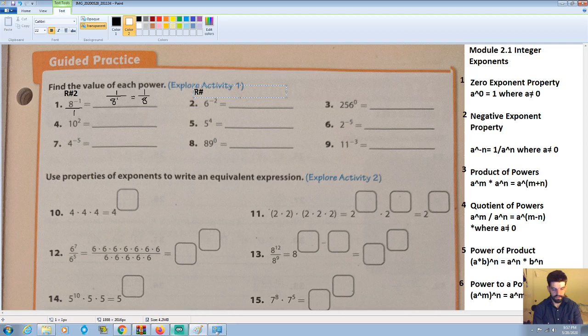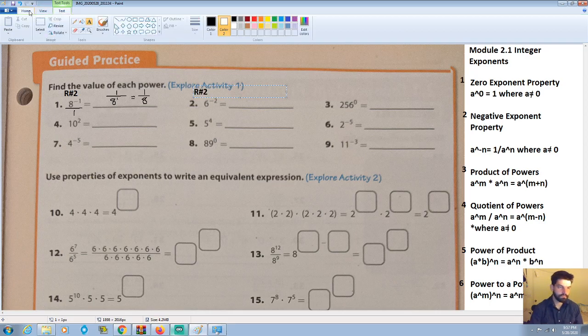Number 2 is very similar to number 1. So this is going to be rule number 2 again. This is where 6 to the negative 2 can be observed as just 6 to the negative 2 over 1.